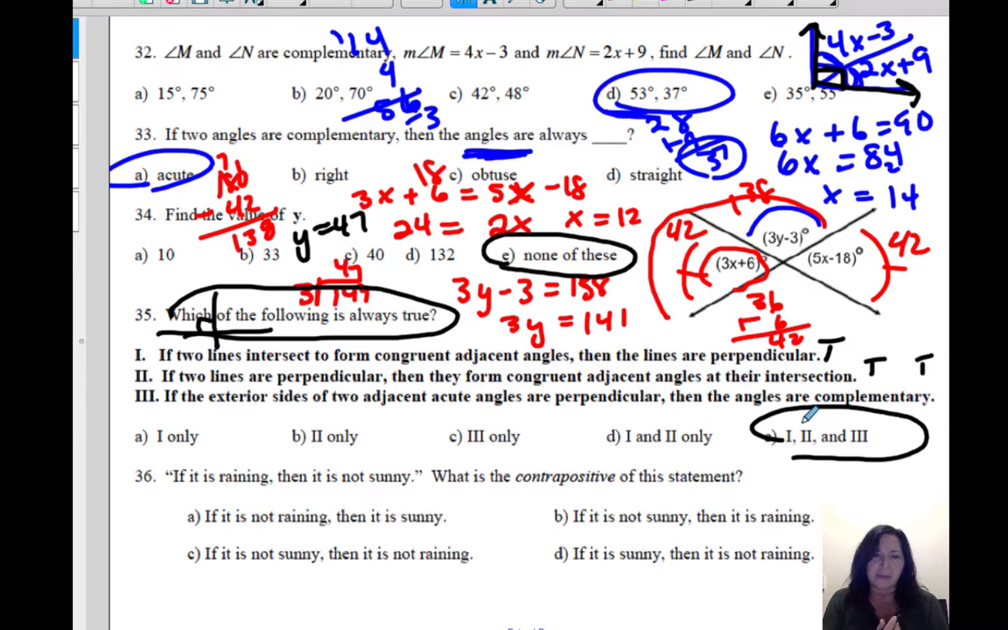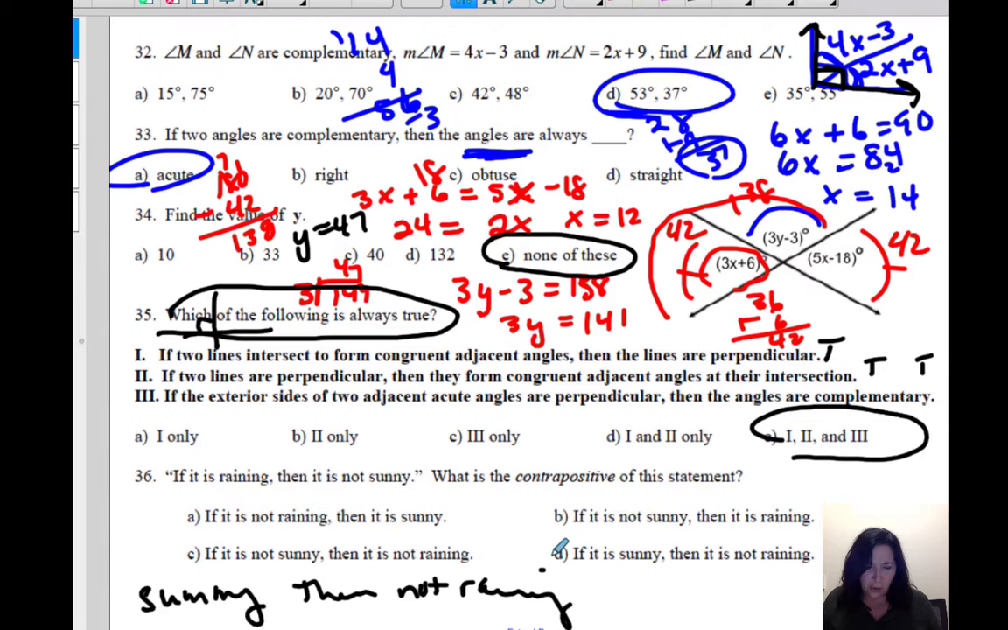Okay, the next one says, if it is raining, then it is not sunny. The contrapositive, so that's the not, and over. So it's the converse of the inverse. So what am I looking for? So we want to say the not. So we're going to flip it around. So we're going to say, if it is sunny, then it is not raining. That's what I'm looking for, okay? So for this one, if it is sunny, then it is not raining. That looks like it's D. So that's going to be D. Cool.